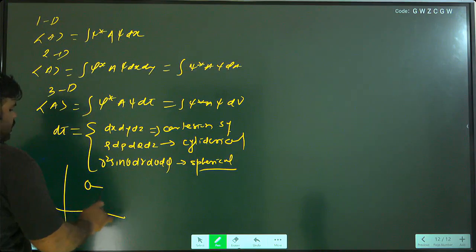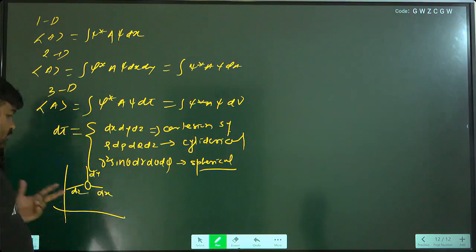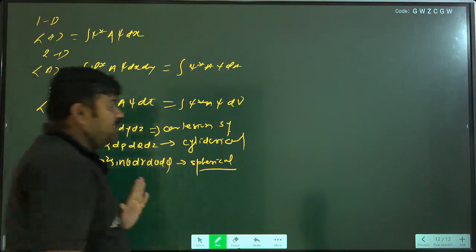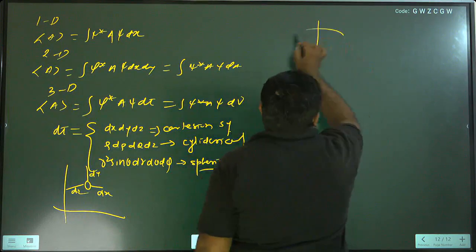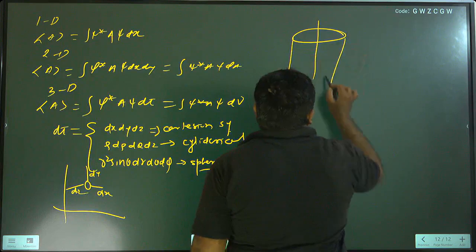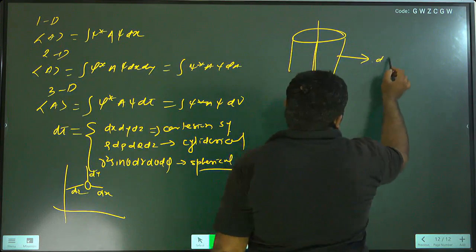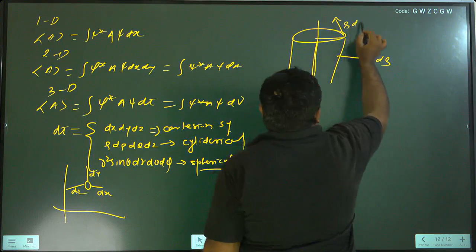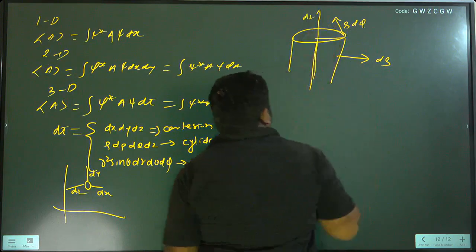The particle moves along this direction, dx. It moves along this direction, dy. And along this direction, dz. That means the first length element is dx, the second is dy, the third is dz. Similarly in the cylindrical system, the first length varies along the direction d rho, the next moves along the direction rho d phi, and the last along the direction dz.